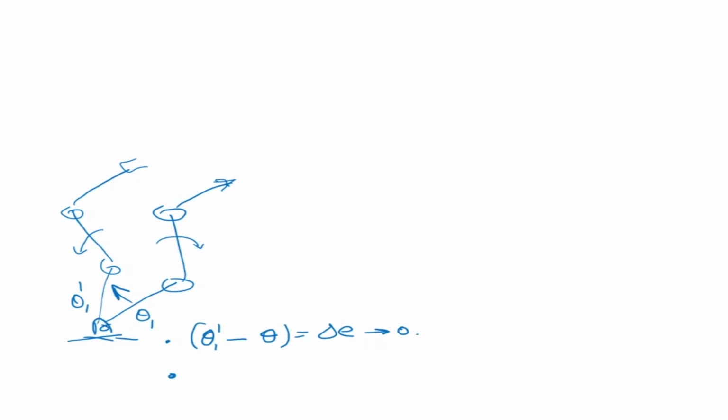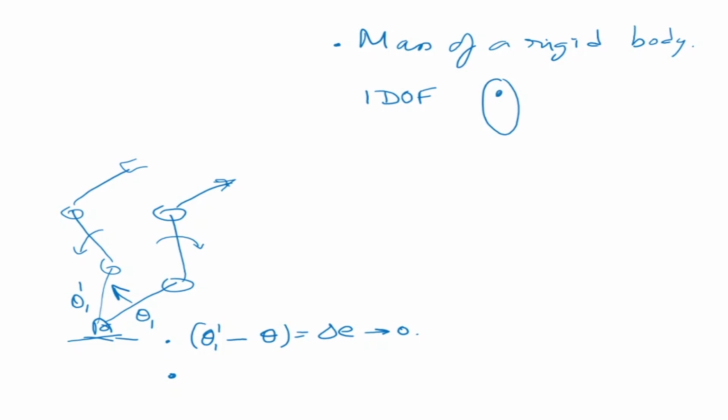First of all is the mass of a rigid body. So we talk about the mass of a rigid body. What is the mass of a rigid body? When a body has 1 DOF, for example, if it is a 1 DOF system which is rotating, we can talk about the moment of inertia of a system.